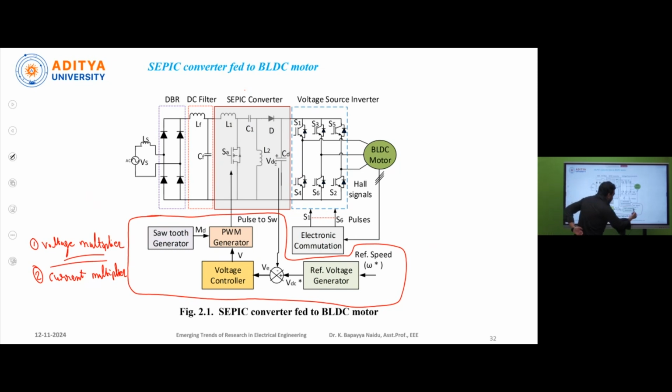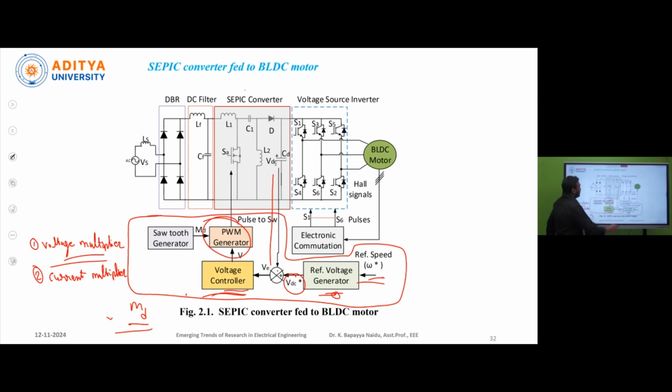Here this block represents the reference voltage generator. It can be generated from this reference speed omega star, and the speed is converted into the reference voltage VDC star. And here the difference between the reference voltage VDC star and the output of this SEPIC converter VDC is given to this voltage controller. Okay, here the voltage is given to this PWM generator. Okay, and here the sawtooth generator produces the modulation signal MD. Okay, here the PWM generator generates the pulses to this switch SA.